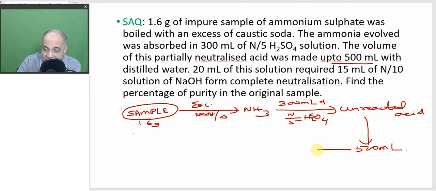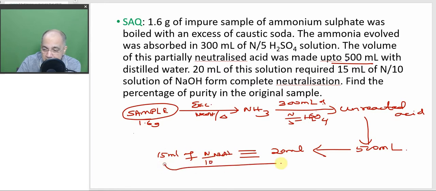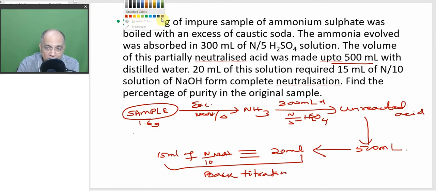And then 20 ml of this solution is equivalent to, three parallel lines will indicate equivalent to, 15 ml of N/10 NaOH. This is the back titration. So when we solve the problem, we go from the bottom, backward to forward. So first V1N1 is equal to V2N2. Its normality is not known.